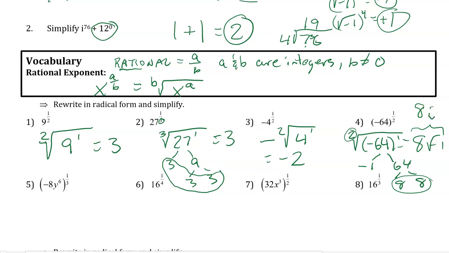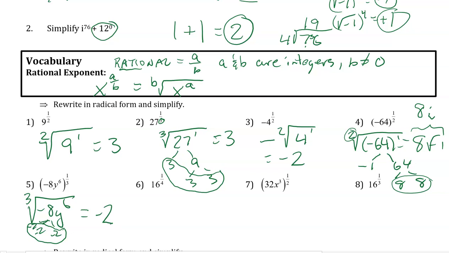Number 5, negative 8y to the 6th, all of that raised to the 1/3 power. So here we have the third root of negative 8y to the 6th to the first power, which I won't bother writing. 8 is 2 times 2 times 2. We could leave the negative assigned to each 2, because a negative times a negative is a positive, and then we multiply by a negative again, and it becomes negative again. So negative 2 is a factor.